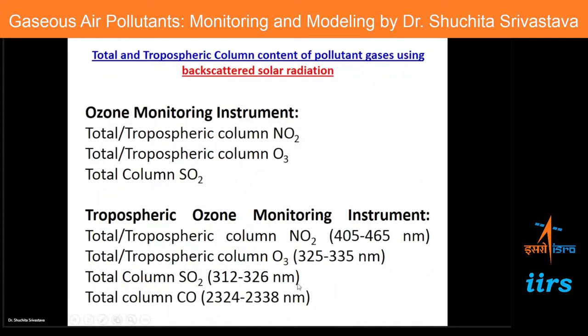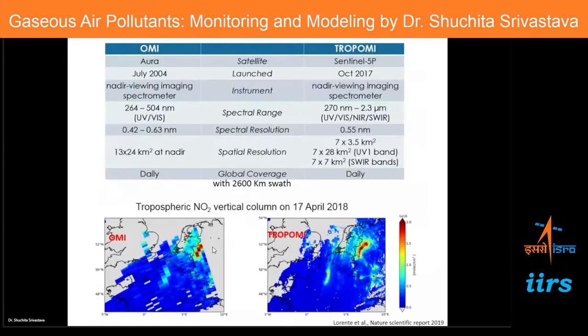So these are the wavelength ranges which are sensed by satellite, and they leave information about their atmospheric content in the atmosphere. And then, by using complex retrieval algorithms, their total or tropospheric column is calculated by the satellite. So here is a comparison between these two instruments.